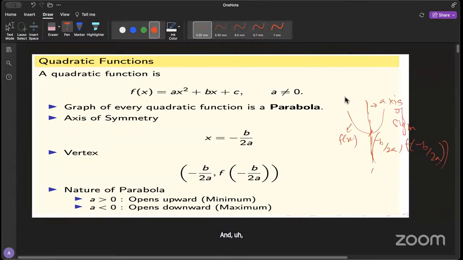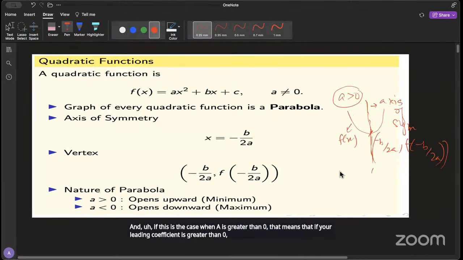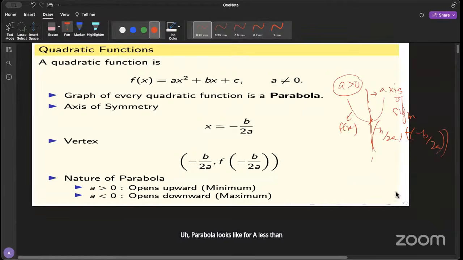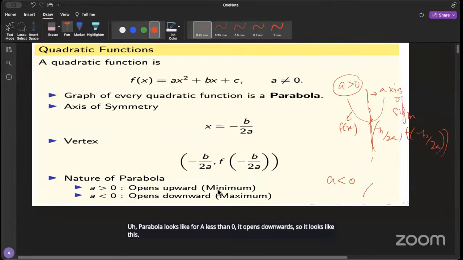And this is the case when a is greater than 0. That means that if your leading coefficient is greater than 0, then that's how your parabola looks. For a less than 0, it opens downwards. So it looks like this.